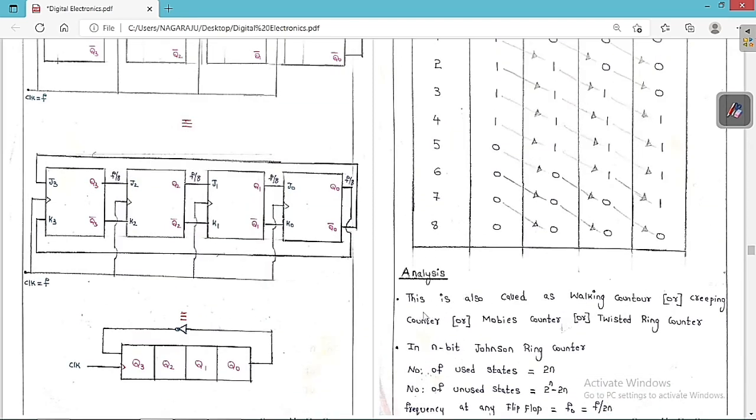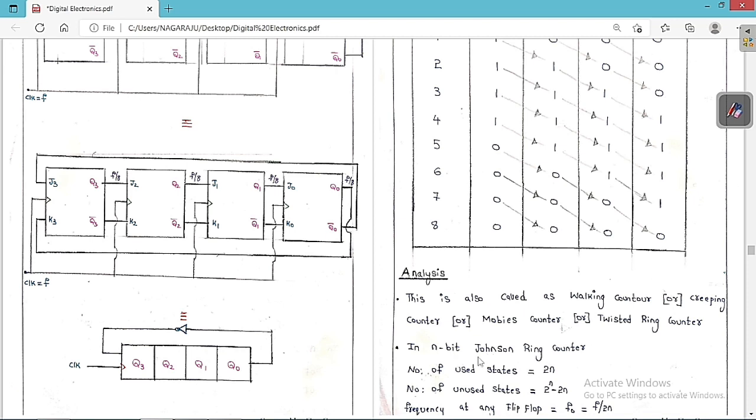So we can see analysis packages. This is also called the walking counter, creeping counter, Mobius counter, or twisted ring counter. So Johnson's ring counter is also called the walking counter, creeping counter, Mobius counter, or twisted ring counter. These are the different names for this Johnson's ring counter.